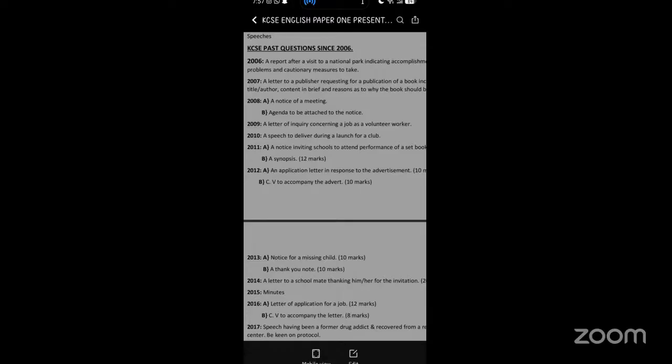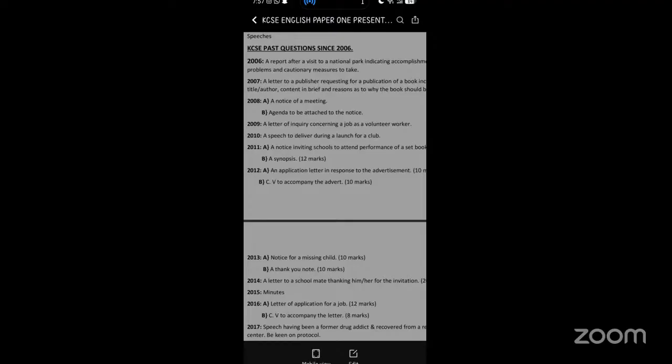A report after a visit to a national park indicating accomplishments, problems, and cautionary measures to take. I hope I've read that right because I cannot see the last bit. Ignore the last part. Weenda ukijijazia blank spaces because ni kama nilikata vibaya. Okay. A letter to a publisher requesting for a publication of a book. Title, author, content in brief, and reasons as to why the book should.